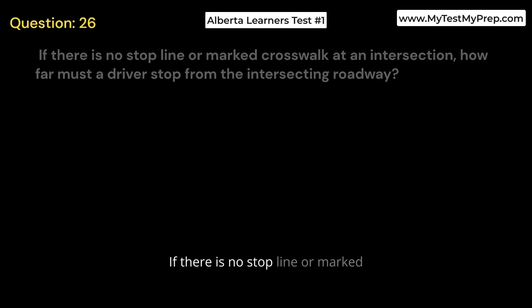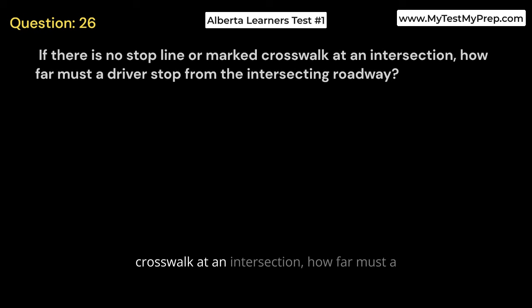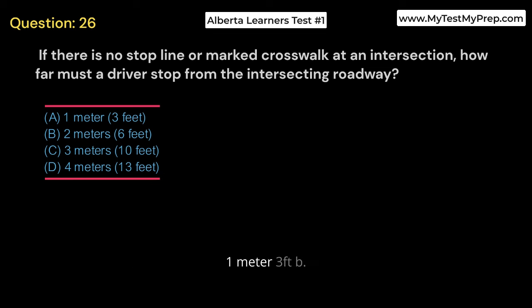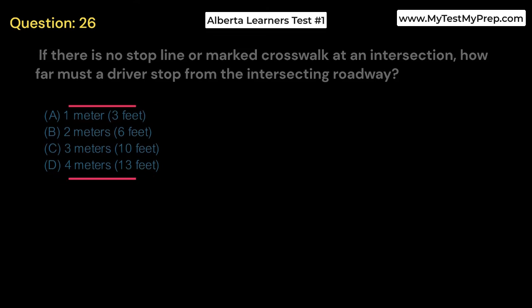If there is no stop line or marked crosswalk at an intersection, how far must a driver stop from the intersecting roadway? A. 1 meter, 3 feet. B. 2 meters, 6 feet. C. 3 meters, 10 feet. D. 4 meters, 13 feet. Answer C. 3 meters, 10 feet.